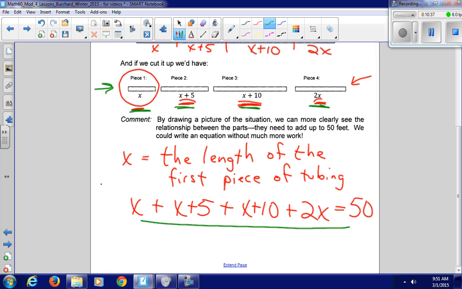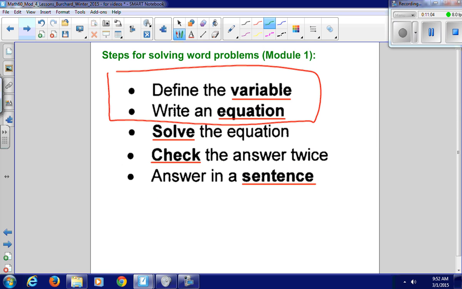Now, again, we're not going to solve this equation. You all know how to do this. You're going to combine like terms, solve an equation like you would any other equation. So the hard part about word problems is not solving the equation. You all are pretty good at that. What people struggle with is writing an equation from the word problem to begin with. So that's what we're trying to emphasize right now. So we defined our variable, wrote an equation, going to let you handle the rest there.